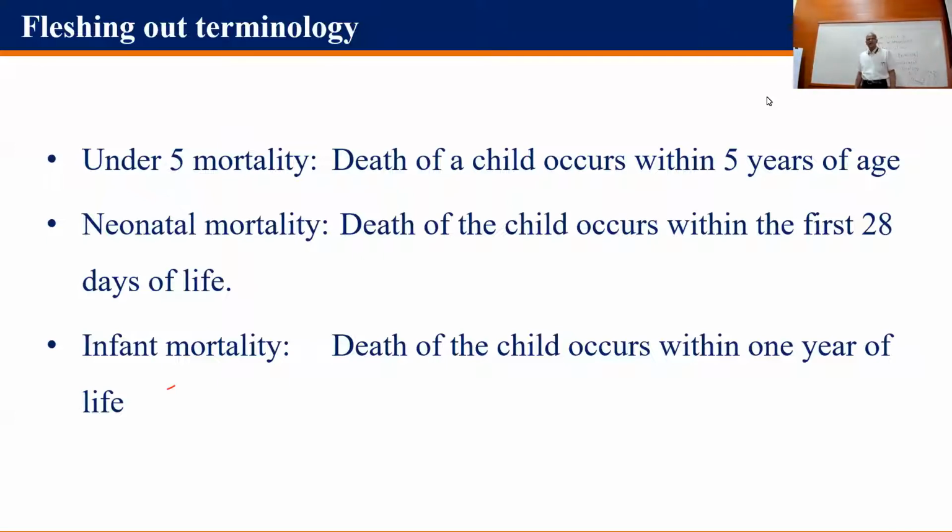Infant mortality is when the death of the child occurs within 1 year of life. So I'll come again. Under 5 mortality is within 5 years. Neonatal mortality is within the first 28 days. Infant mortality is within the first 1 year of life. So it stands to reason that the under 5 mortality rate is the superset. It's going to give the highest value, followed by the infant mortality rate, followed by the neonatal mortality rate. The neonatal is a subset of the infant, and the infant itself is a subset of the under 5 mortality rate.